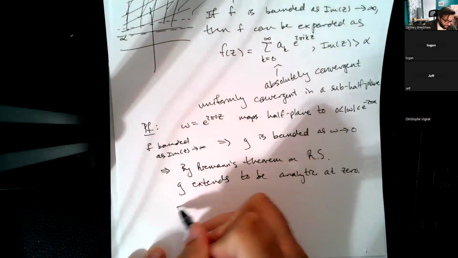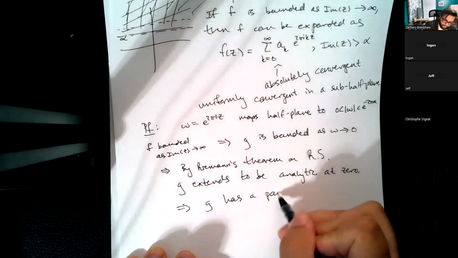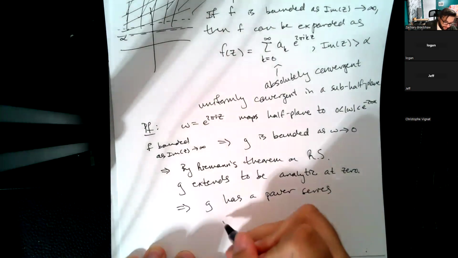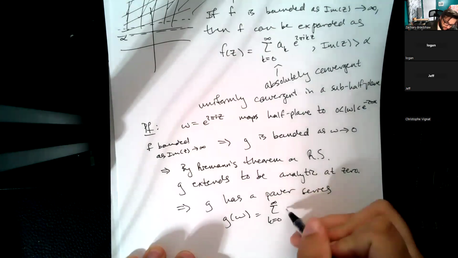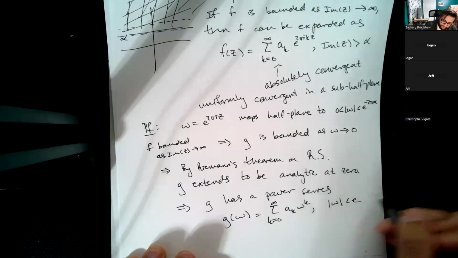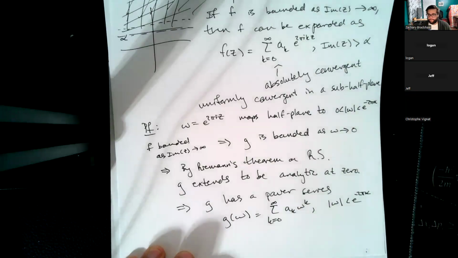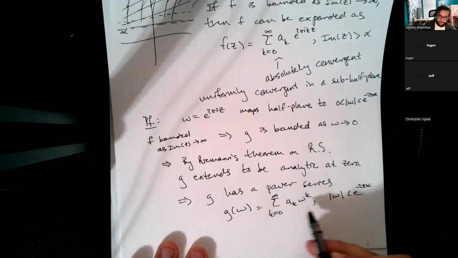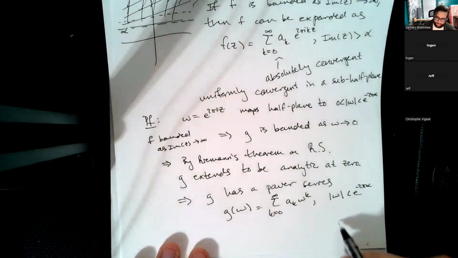So this means that g has a power series. So not just the Laurent series, but a power series, g of omega. And this holds in the entire disk now. Okay, and so again, we just plug back in for omega, and we get the representation of f that we want. And so this completes the proof.